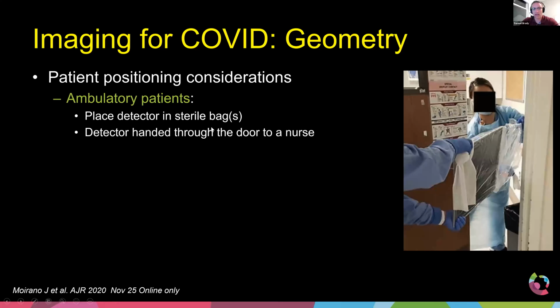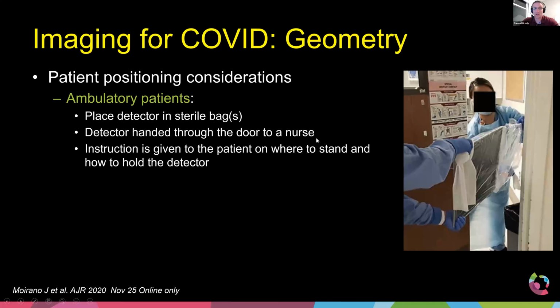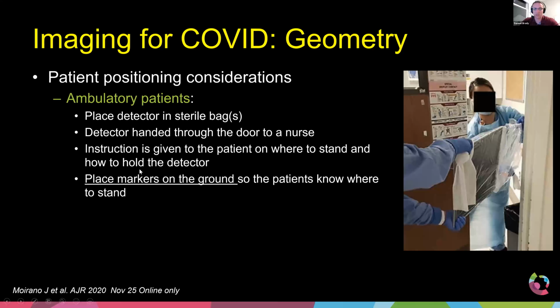So we're going to bag it, and then we're going to hand it through the door to the nursing staff or whoever else is in there. You're going to then work with them, and they're going to help give instructions to the patient so that they can come up to the door, turn their backs to the door, and hold the detector to their chest, as I mentioned. If it's possible, I highly recommend that you actually put markings on the tape on the floor.